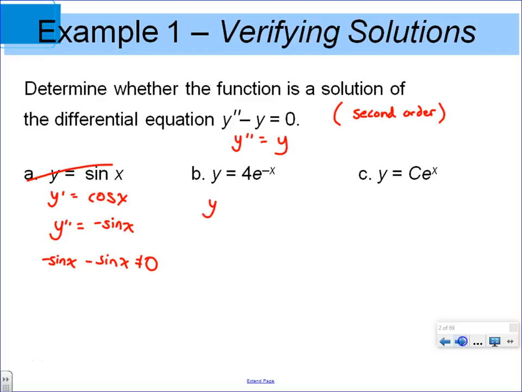What's y prime? Y double prime. Hey, is y double prime equal to y? Bingo. And that's one possible solution. This isn't the solution, this is a solution. True? Okay. So what if we were to go y equals c times e to the x?